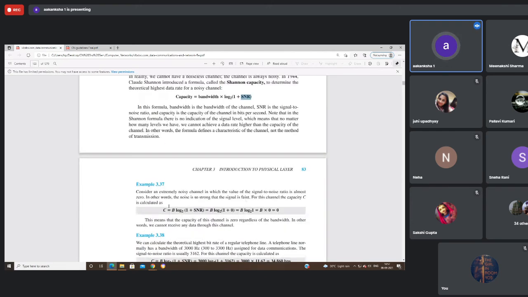So the example is this. Now consider an extremely noisy channel in which the value of the signal to noise ratio is almost 0.